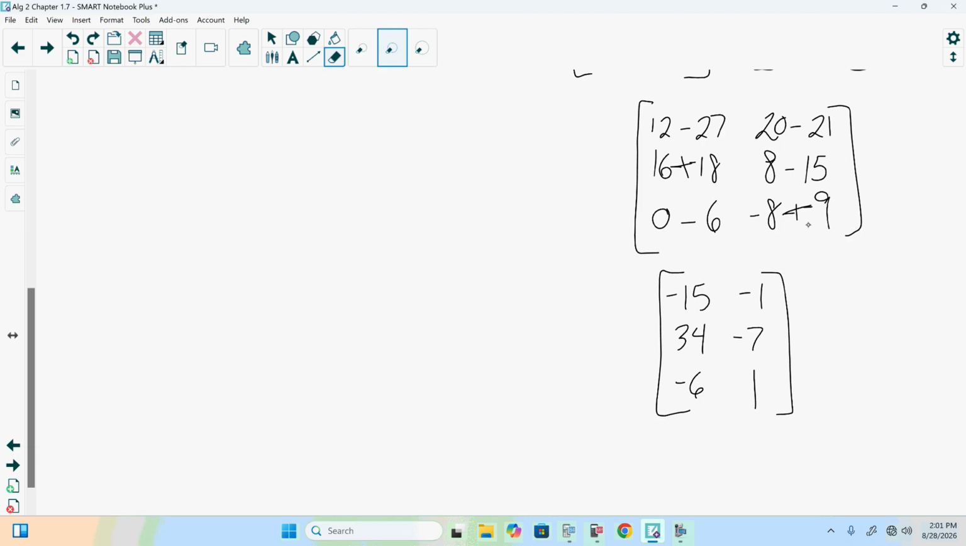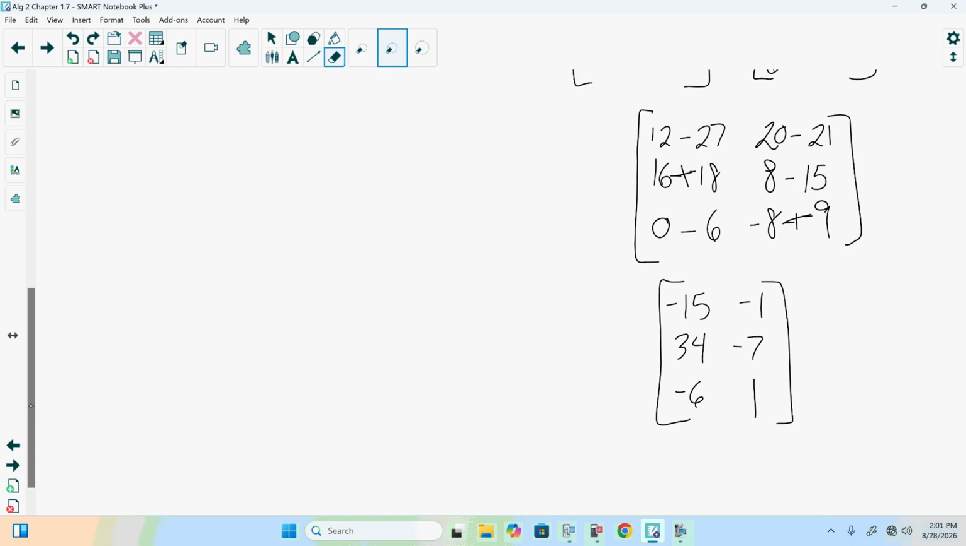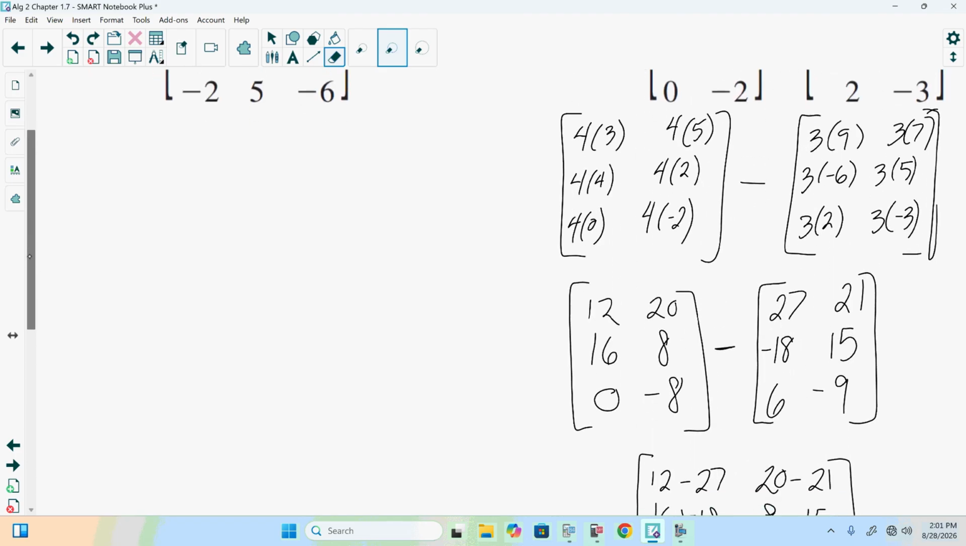So we feel comfortable with this here, yes? All right, you do not have to rewrite this. But let's just say I said instead of multiplying by positive 3, I multiplied everything by negative 3. Let's see what changes. 27 would now be negative. 21 would also be negative. 18 is now positive, 15 is negative, 6 is negative, 9 is positive. And the sign between them is now plus.